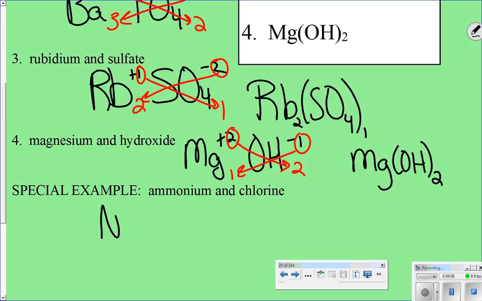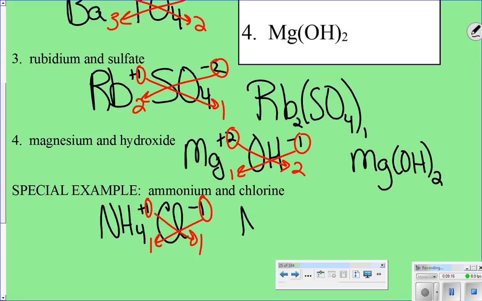Ammonium and chloride, I just like to point out ammonium because it does have a positive ion in it. You do everything exactly the same. Bring down the 1, bring down the 1. These actually cancel, so you just get NH4Cl. NH4 could need to be in parentheses. If you had brought down a 2, you would put that in parentheses.